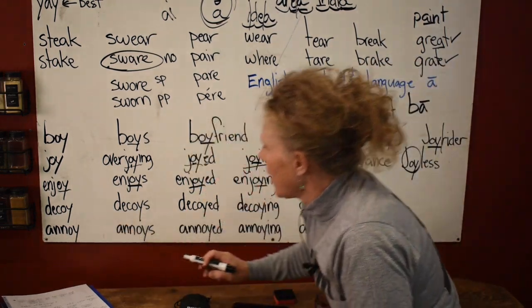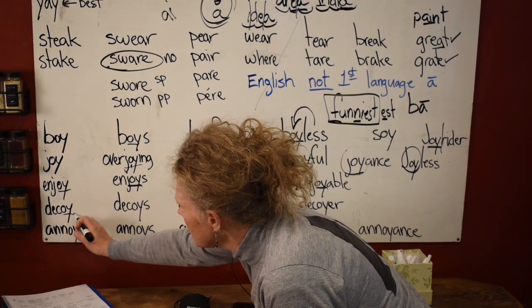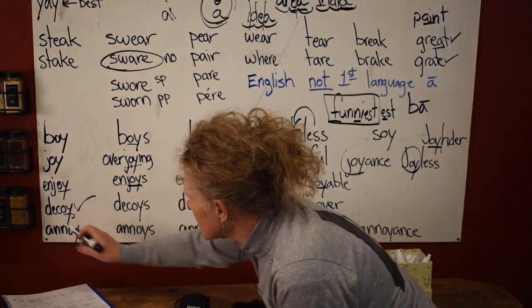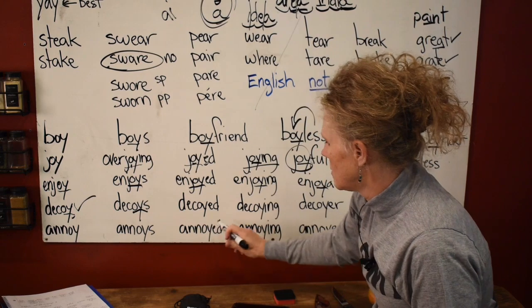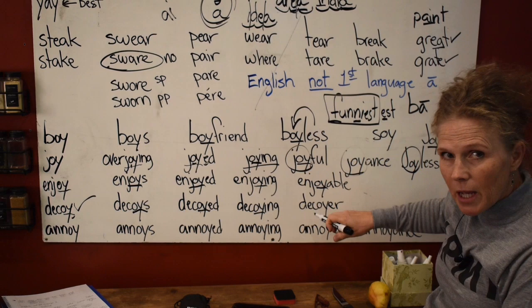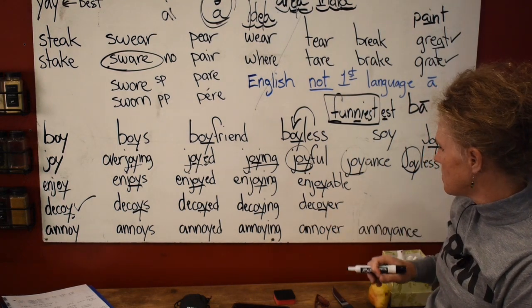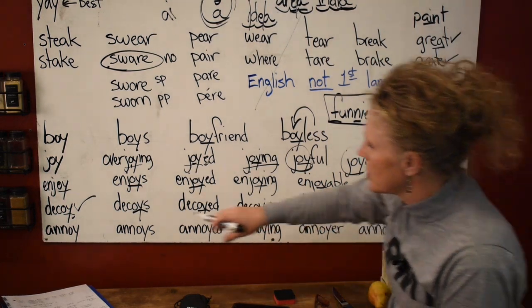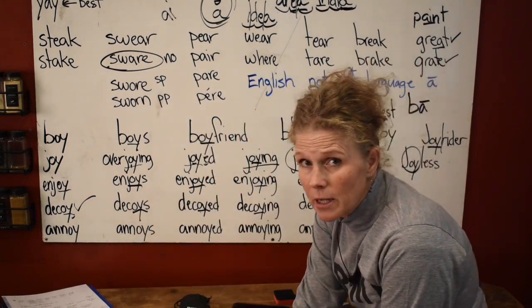Okay, decoy. Oi, see, base word, decoys, decoyed, decoying, decoyer. Okay, Richard uses decoys when he goes duck hunting.